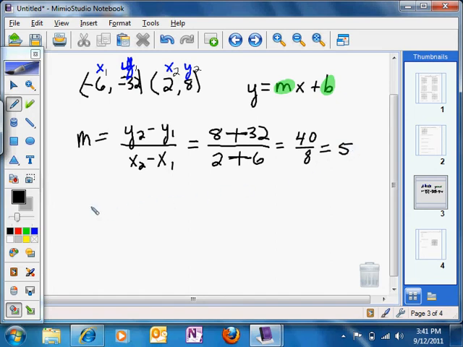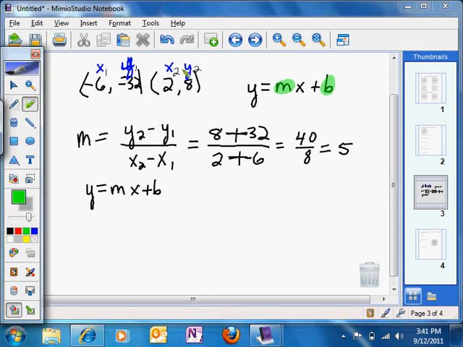Now that I have my slope as 5, I can take this equation, y equals mx plus b, and I can pick one of these points, doesn't matter which. I'm going to pick this one since they're both positive. It's just easier to work with. And I can substitute in my y value right there for my y value right here. My x value goes in for my x value here, and my m, which is 5, will go in for my m here. Then I have an equation where I can solve for b.